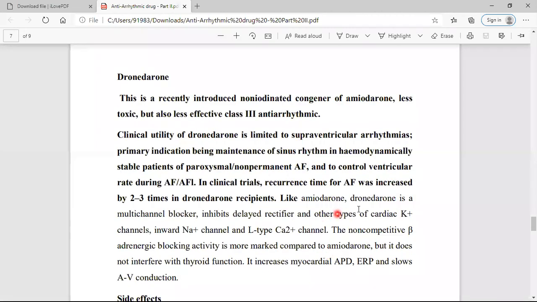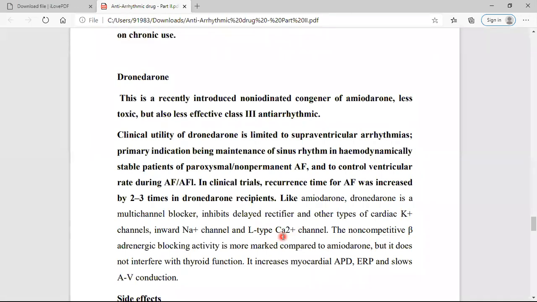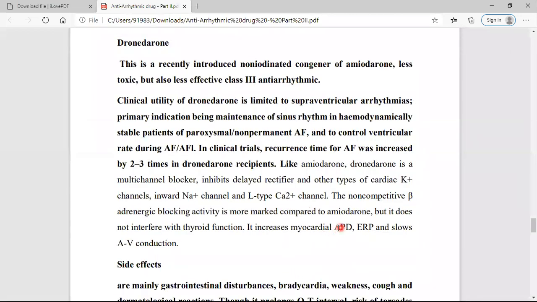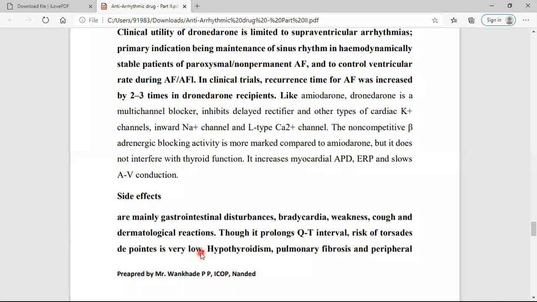Just like amiodarone, it also blocks the potassium channel, the sodium channel, and the calcium channel. But the only difference, you must understand, is that it does not contain the iodine group. It is the non-iodinated counterpart, and also its beta adrenergic property is more than that of amiodarone. Same as amiodarone, it increases the action potential duration, effective refractory period, and slows AV conduction. Now, what is the difference again? The side effect, the iodine side effect. You cannot see the iodine related side effect.